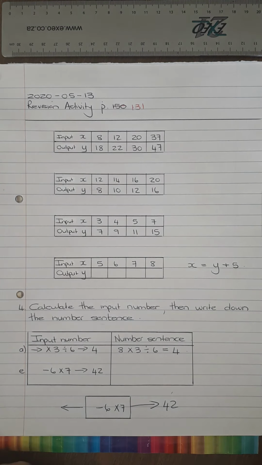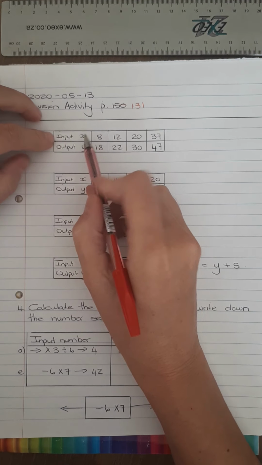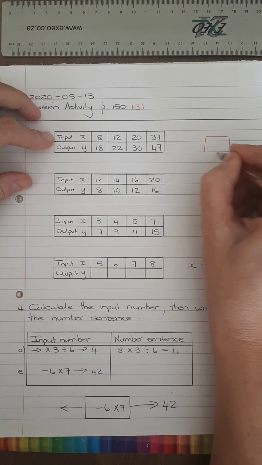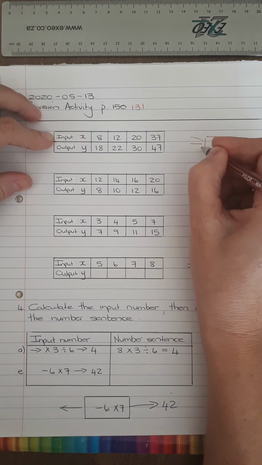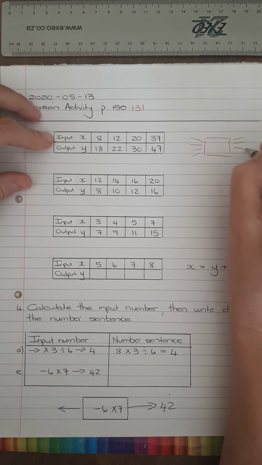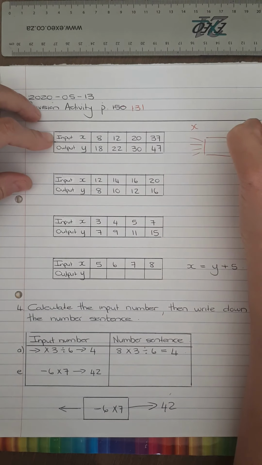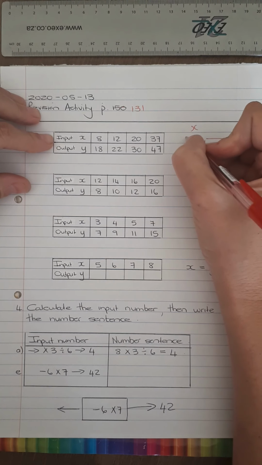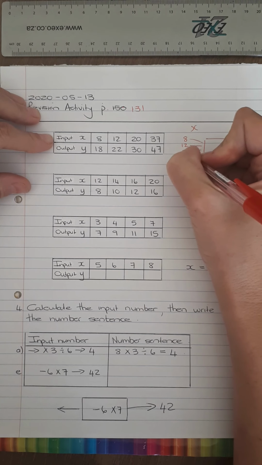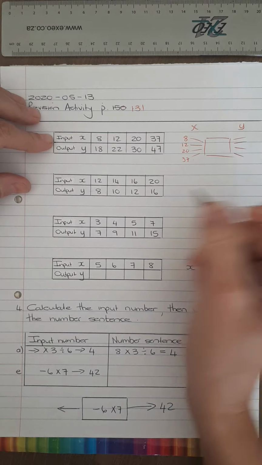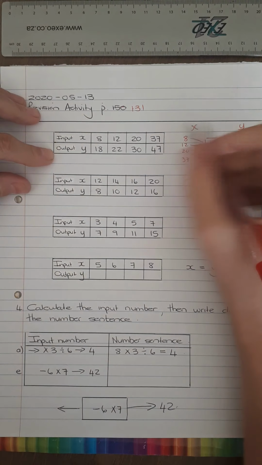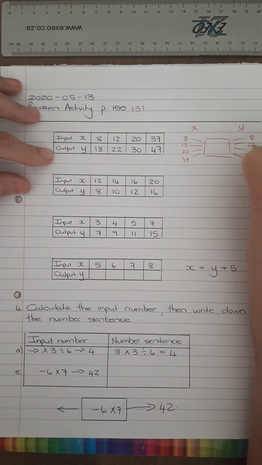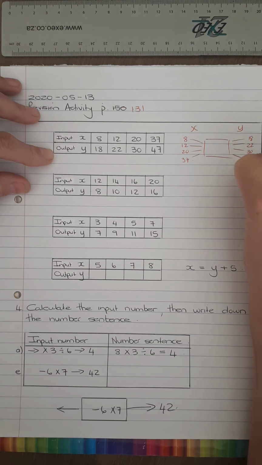Now when we have the input x, if I had a little spider sum like this, x would be on this side, y on that side, and all of my x input values will be over here: 8, 12, 20, 37. And my y outputs would be on this side, corresponding with the numbers 18, 22, 30, 47.